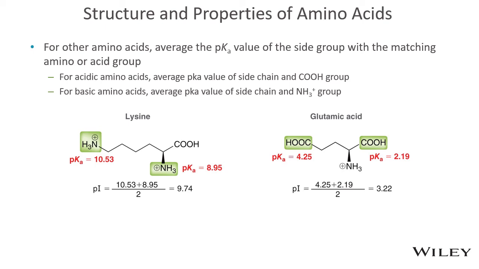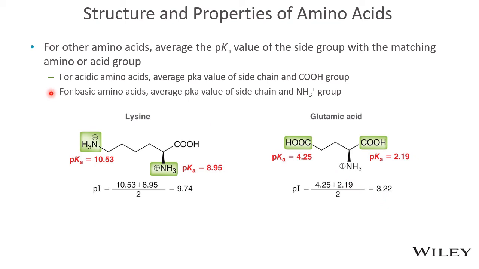For amino acids that contain acidic or basic side chains, what we're going to do is average the pKa value of the side chain with the matching amino or acid group. So for acidic amino acids, meaning amino acids that have an acidic side chain, such as glutamic acid, we're going to average the pKa of the side chain, which is 4.25, with the pKa of the alpha carboxylic acid, which in this case is 2.19. So averaging these pKa's, we get a pI of 3.22. So for glutamic acid, this is the pH at which the zwitterion would be the highest.